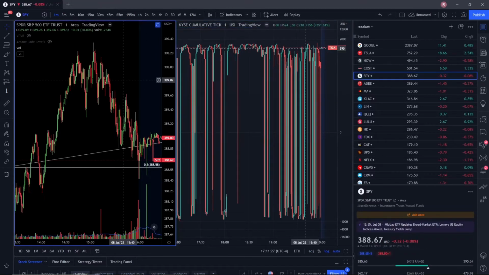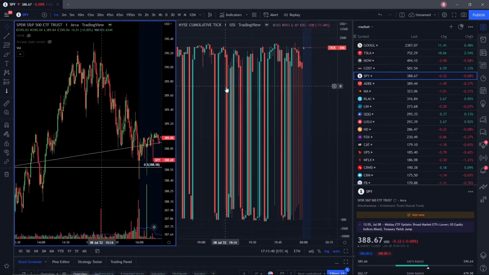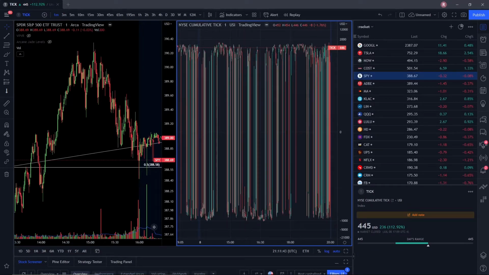I wouldn't recommend using this at the end of the day because you can get pretty crazy wicks, for example here, and you don't really get a lot of confirmed movement at all. This is something I would use throughout the day, especially in the first 15 minutes to 2 hours of the session.